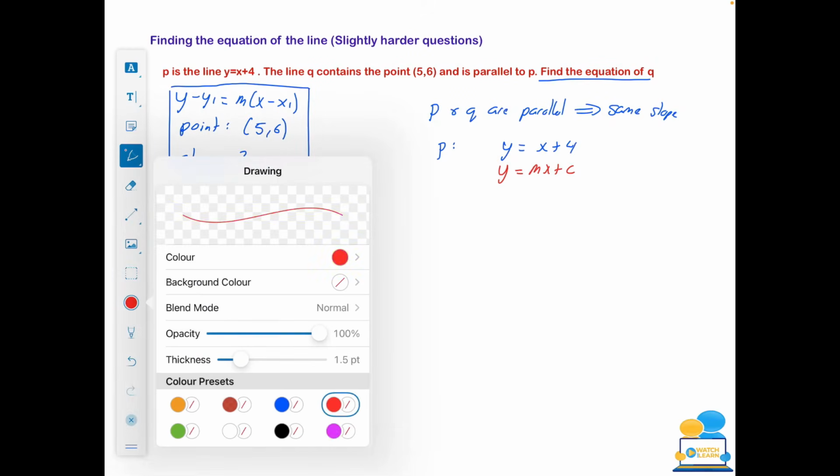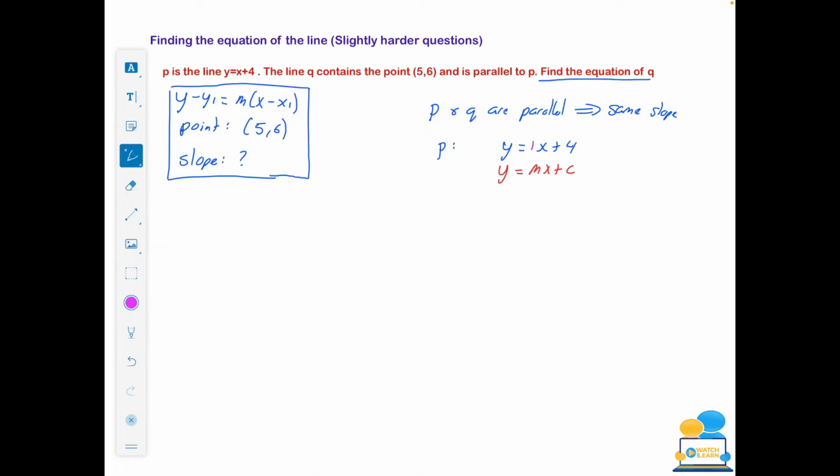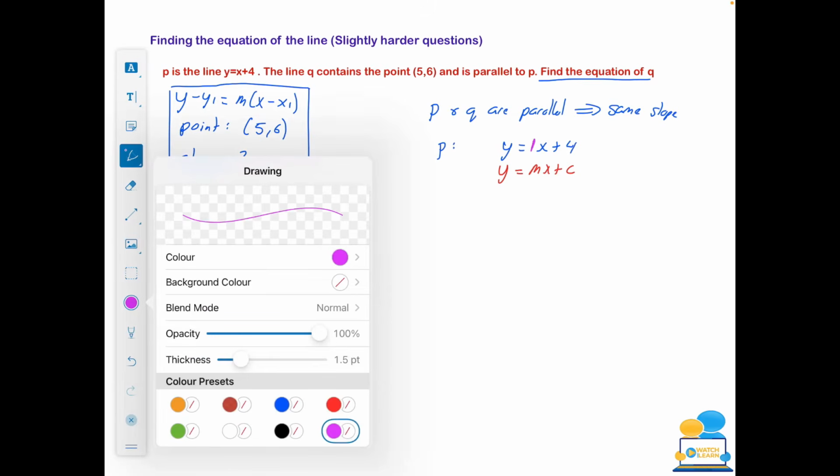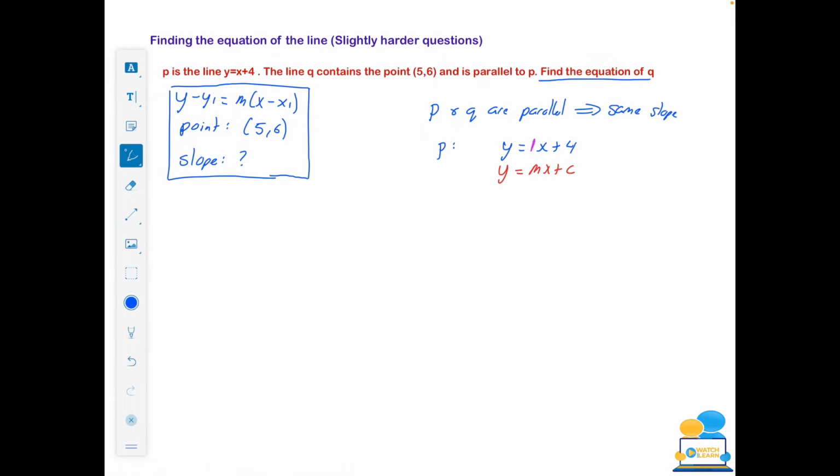It really looks like y is equal to mx plus c. The only difference is there's no number in front of the x. When there's no number in front of the x, there's really a 1 there. Mathematicians were just too lazy to write that one, but there's nothing wrong with writing it, and for this question it makes it a little easier. So m is our slope, the number in front of the x, which is 1. P and Q are parallel, so this is our slope of P, and it's also our slope of Q because they're parallel. So we can write up here m is equal to 1.